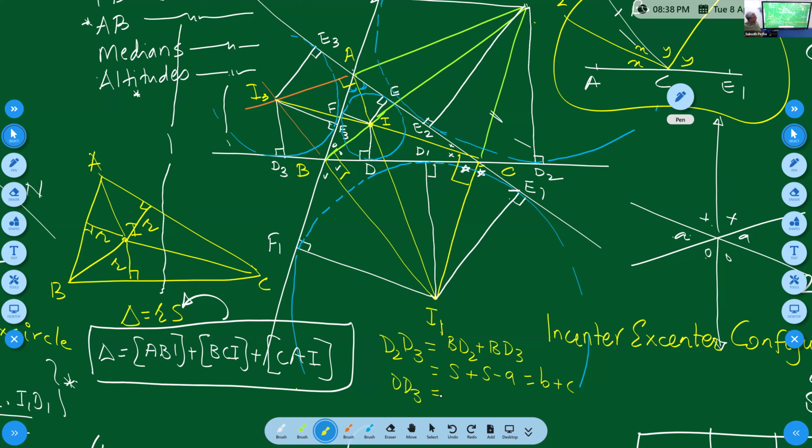BD is S minus B and BD3 is S minus A. S minus B plus S minus A, 2S minus B minus A. You see, DD3 is BD plus BD3. BD is S minus B plus BD3 is S minus A. So 2S minus A minus B is small c. So small c is AB and small c is DD3.